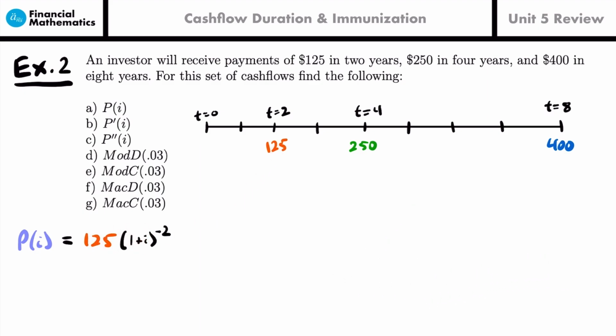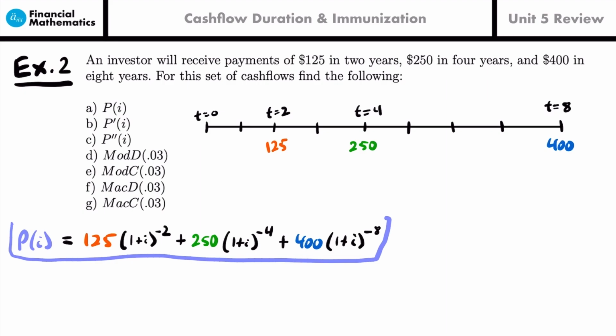But now let's move on to the next payment. We have $250 at time 4. So we'll have plus 250, but we need to bring it back 4 periods. So we'll multiply by 1 plus I to the power of negative 4. Okay, that's just a present value factor to the 4th power. And then finally, let's add that to our last cash flow valued at time 0. It's currently at time 8, so we need to bring that $400 back 8 periods. So we have plus 400 times 1 plus I to the power of negative 8. And that right there is our present value function P of I.